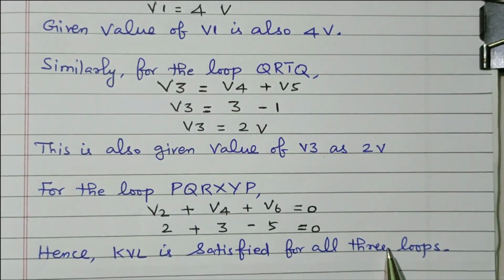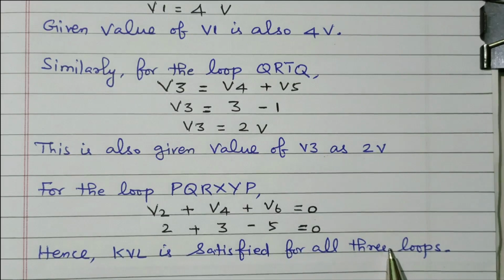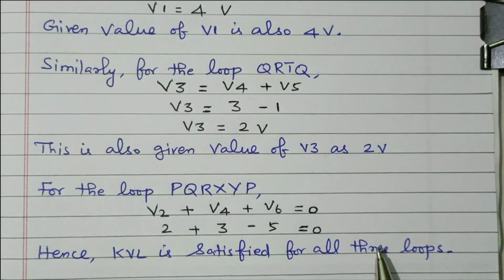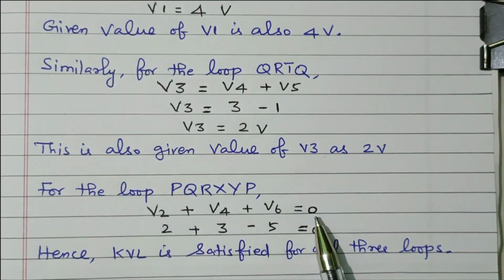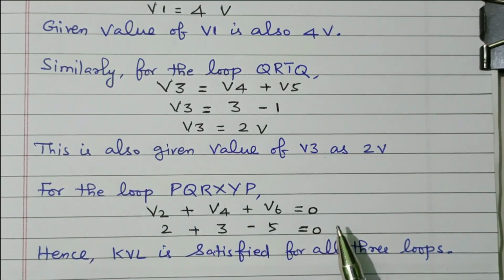In the first loop, the source is available, so V1 equal to V2 plus V3. In the second loop, V3, the both are connected in parallel, so V3 equal to V4 plus V5. In the third loop, there is no source, so adding all the voltages is equal to 0. So we satisfied all three loops with Kirchhoff's voltage law. Now we'll go to Kirchhoff's current law.